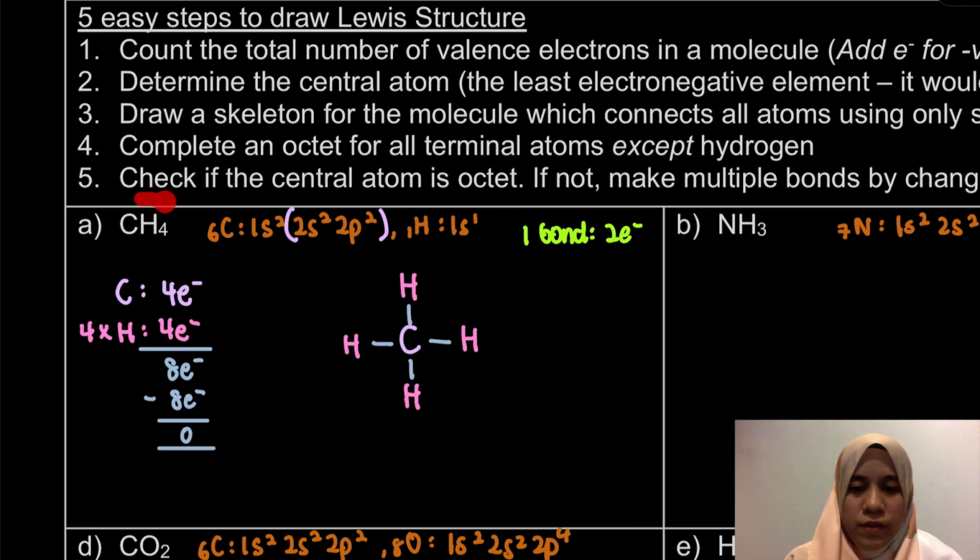Then we check if the central atom has an octet. Carbon has 1, 2, 3, 4, 5, 6, 7, 8, so it achieves an octet. So this is the Lewis structure for CH4.